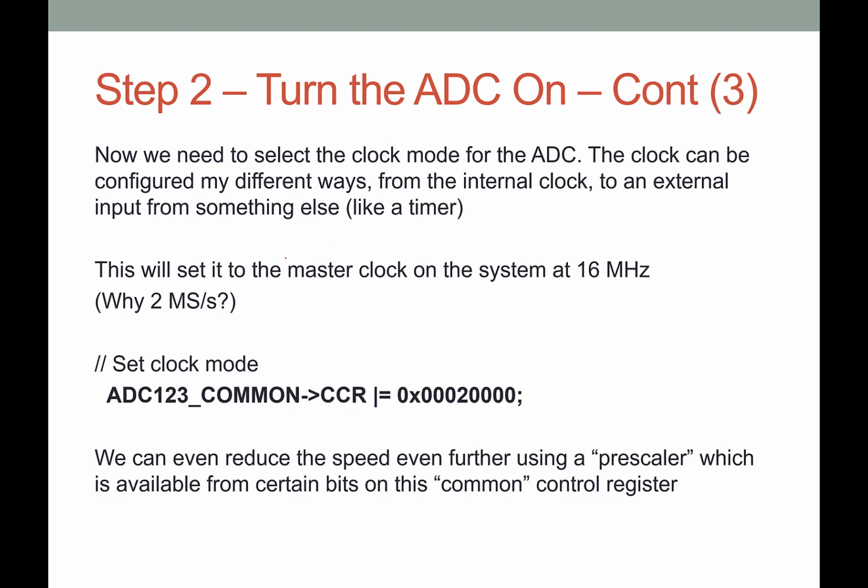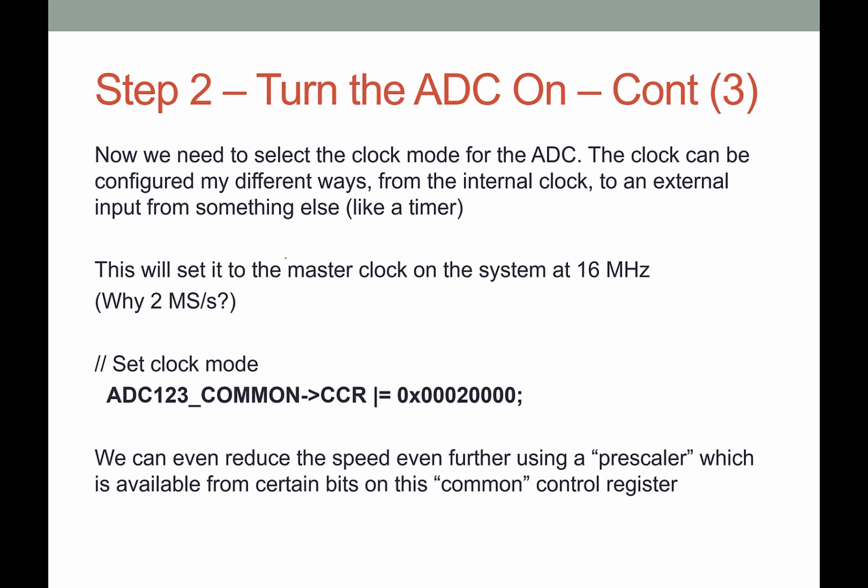Okay, so now that we've turned on and we've waited for the regulator and everything to settle down, we need to select the clock mode for the analog to digital converter. The clock can be configured a number of different ways. In fact, the author has a video on his website, a 10 to 15 minute video, I think, on just selecting the clock. That's not that big of a deal for us, but it is important to know that you need to do it.